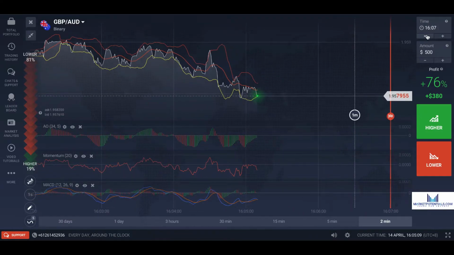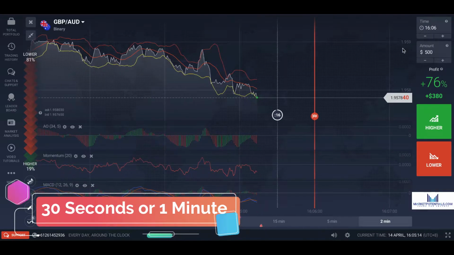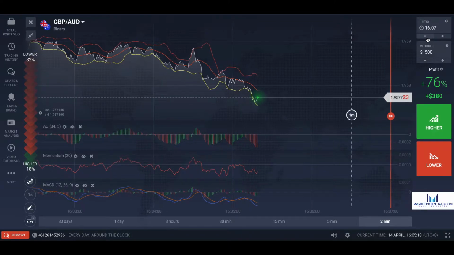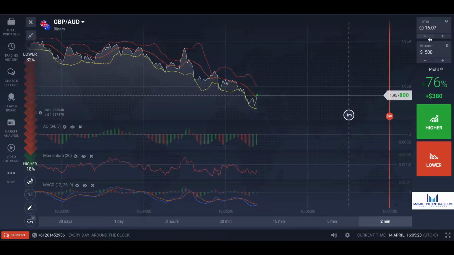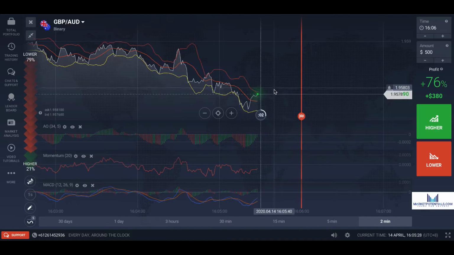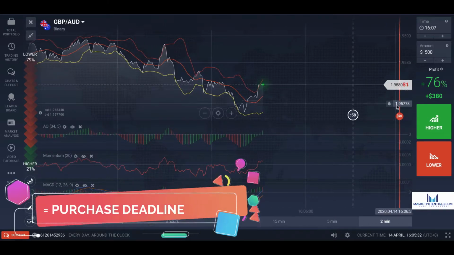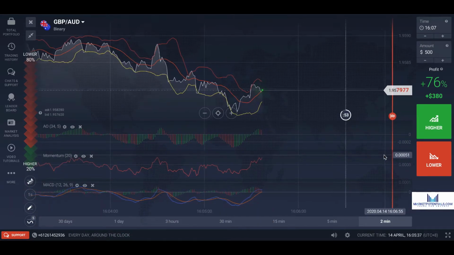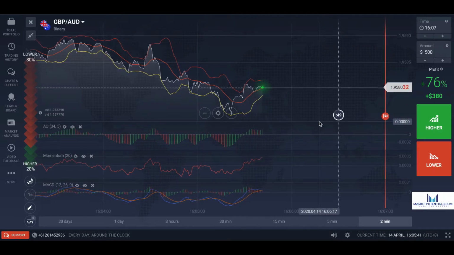Now, I usually trade either the 30 seconds or the 1 minute window. This window is basically the time between the white line and the red line, as you see here. If it's 1 minute, then that's going to be the distance between the lines, and 30 seconds, that's the distance between the lines here. Okay, so now, as I said, the white line is basically the purchase expiry line, and the red is the expiry line.